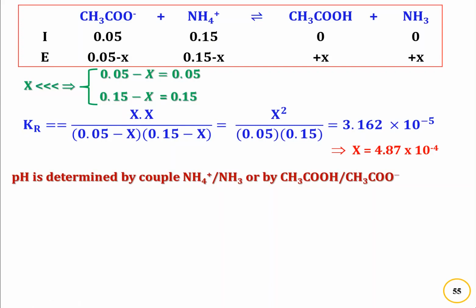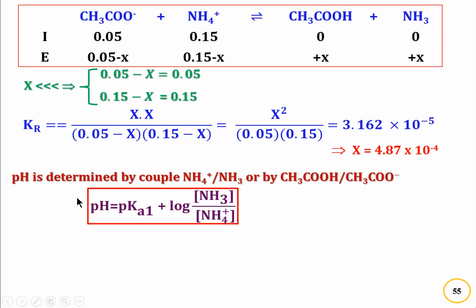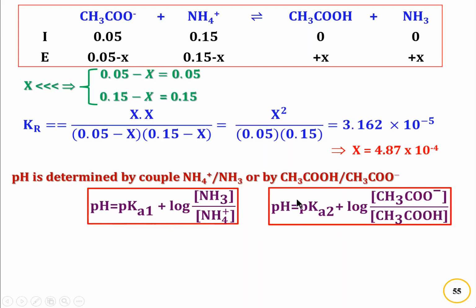So the pH can be determined by couple 1, or by couple 2. If we use couple 1 or couple 2, we have to obtain the same answer. According to couple 1, pH equals pKa1 plus log NH3 divided by NH4+ at equilibrium. And according to couple 2, pH equals pKa2 plus log acetate, the base, divided by acetic acid. Pay attention, all these concentrations are at equilibrium.